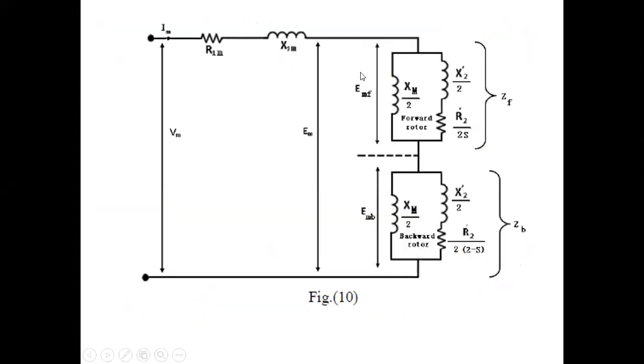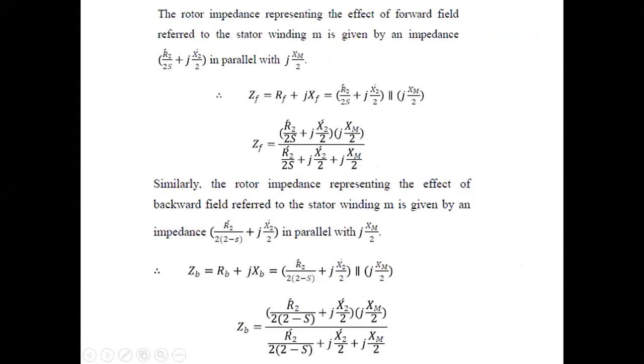So again, the forward slip will be S, and the backward slip will be 2 minus S. Consequently, this machine will revolve in the forward slip direction. So the rotor impedance representing the effect of the forward field referred to the starter winding is given as ZF equals, as the equation is represented.